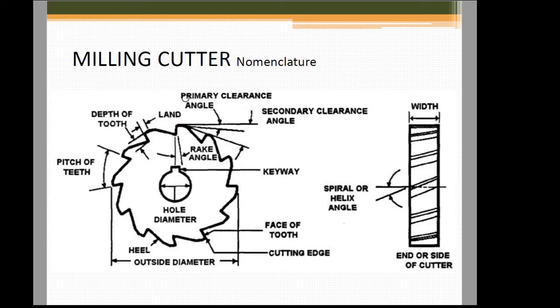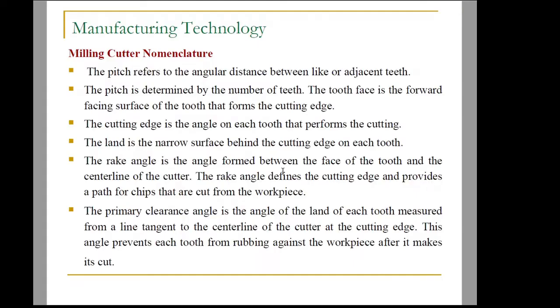Next is the primary clearance angle. It is the angle between the land of the tool as well as the tangent to the central line of the mill cutter. The primary clearance angle prevents the rubbing of the tooth on the workpiece after it is making the cut.